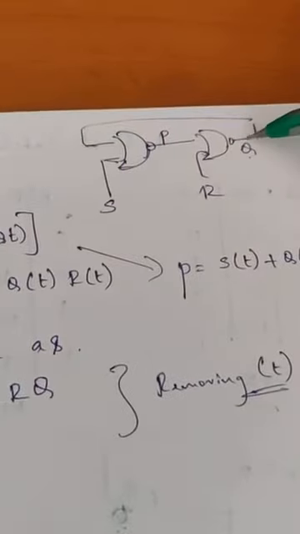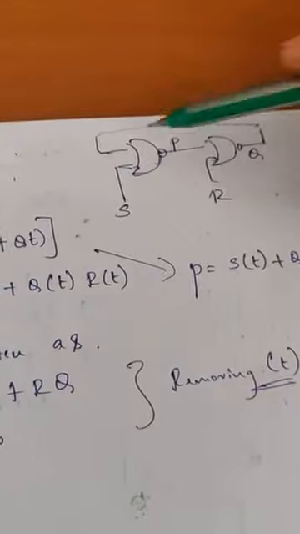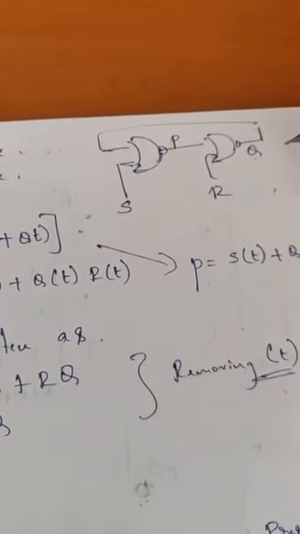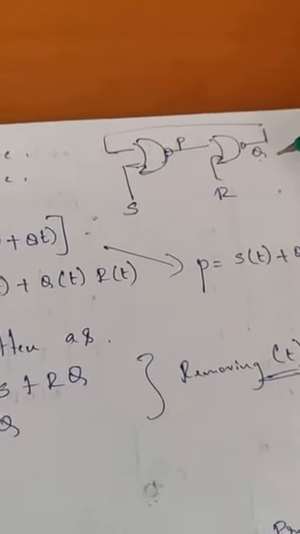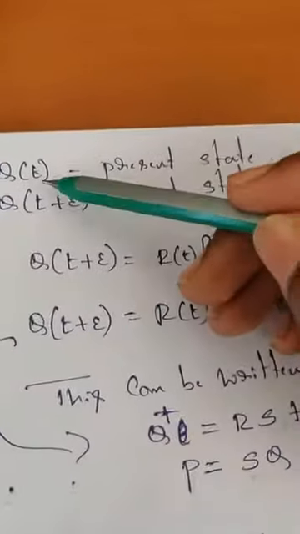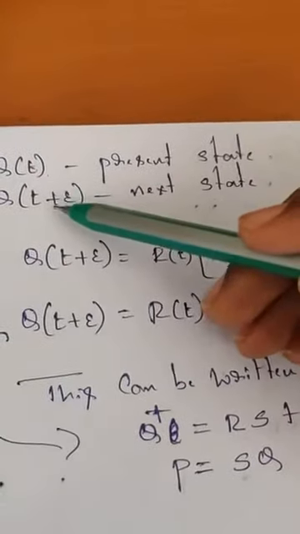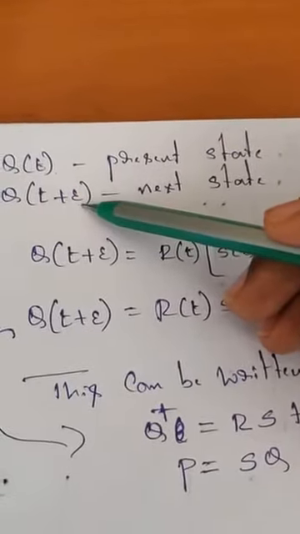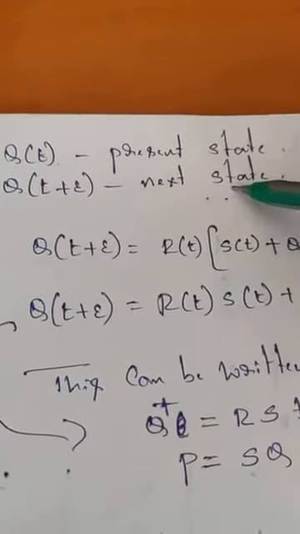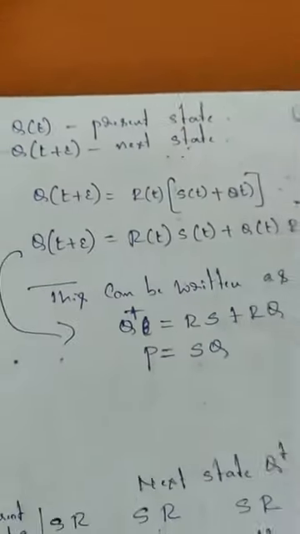Right now q is the present state, q of t. After one transaction, what you are going to get is your next state. So we represent the present state with q of t and the next state with q of t plus propagation delay. This is the propagation delay symbol, present state, next state. Okay, so this is an equation.